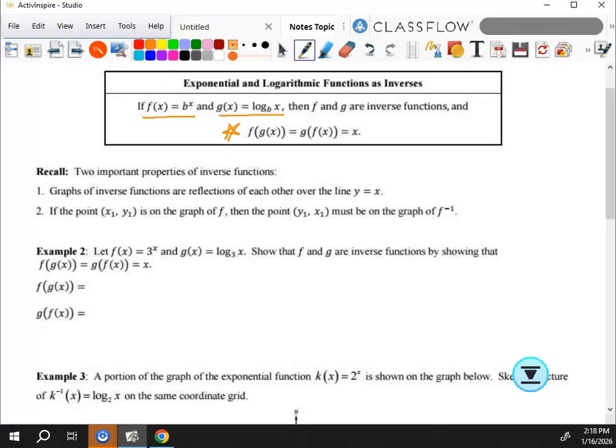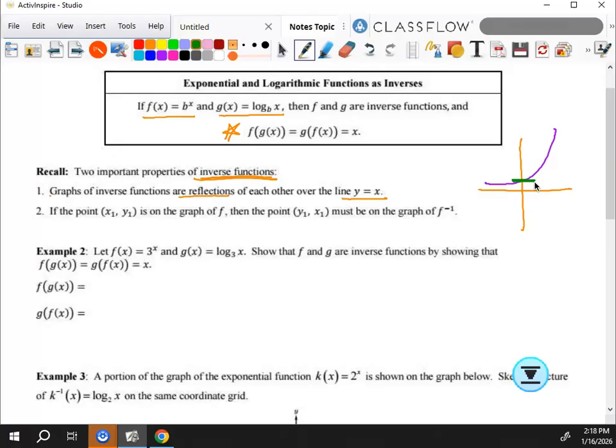Okay, and we did that when we did inverses. f of g of x equals g of f of x, right? Two important properties of inverse functions, again, inverses in general. Graphs of inverse functions are reflections of each other over the line y equals x. Remember that? So if I have an exponential right here, then if there's no transformations, it's a parent function.